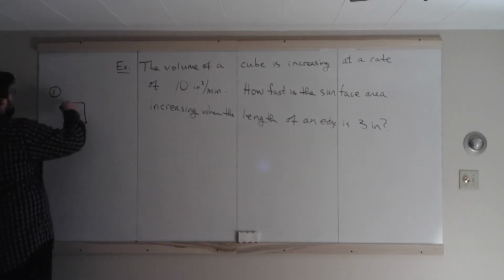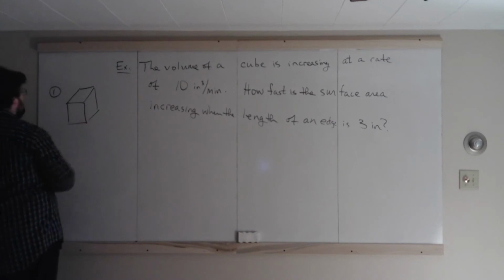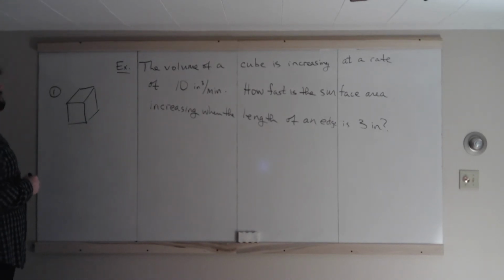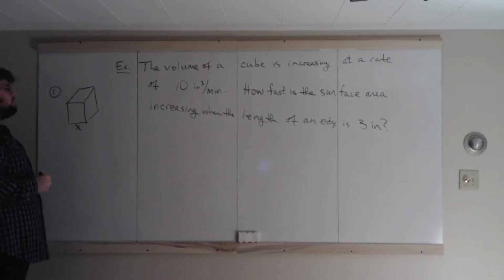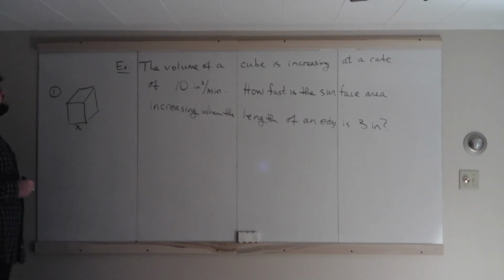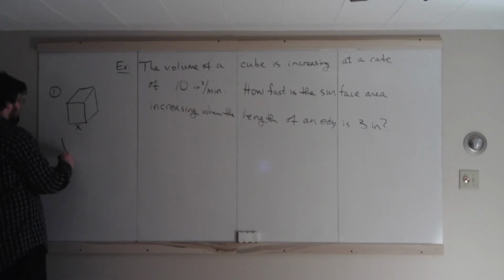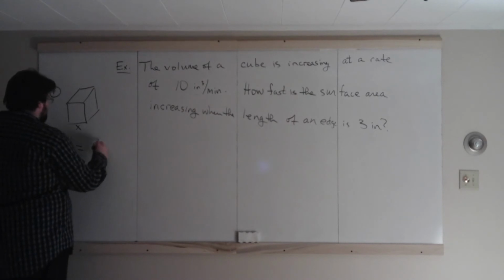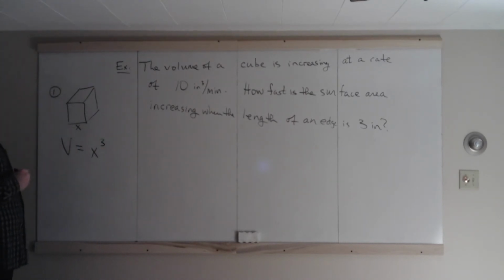We have a cube. Let's draw a cube. There's a cube. Let's label a side x, because we do calculus with x, so why use the other letter? X is a perfectly nice variable. The volume of a cube. Well, we know we're going to need volume, so let's write down that equation.